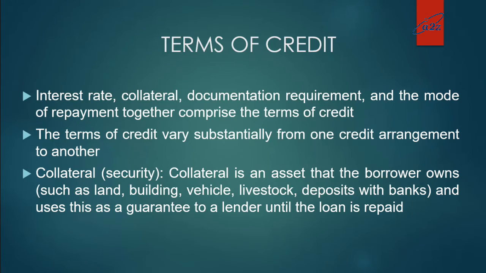Terms of credit: interest rate, collateral, documentation requirement, and the mode of payment together comprise the terms of credit. The terms of credit vary substantially from one credit arrangement to another. One question arises: what is the meaning of collateral? So collateral or security means an asset that the borrower owns, such as land, building, vehicle, livestock, deposits with the bank, etc., and uses this as a guarantee to a lender until the loan is repaid. That is called collateral or security.